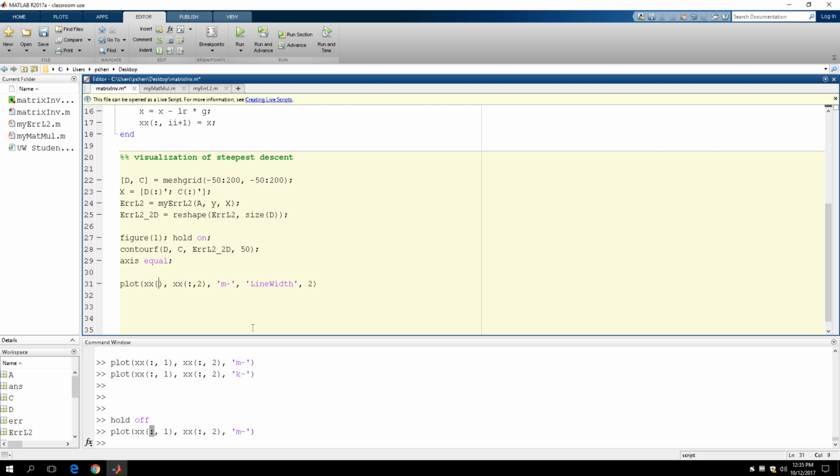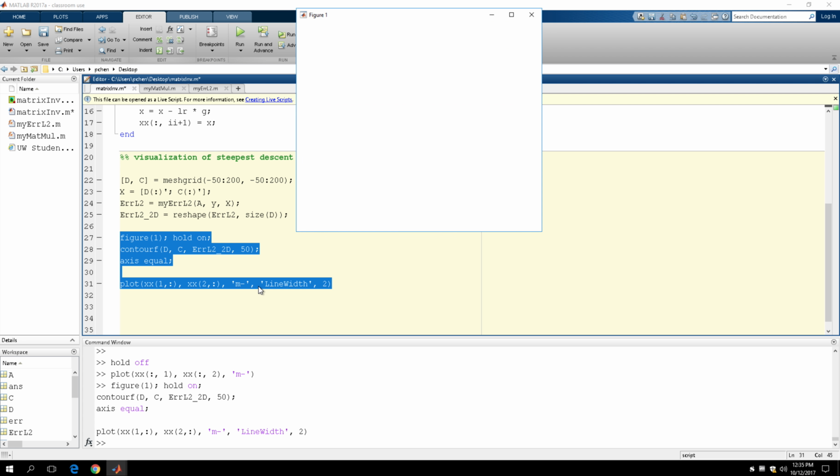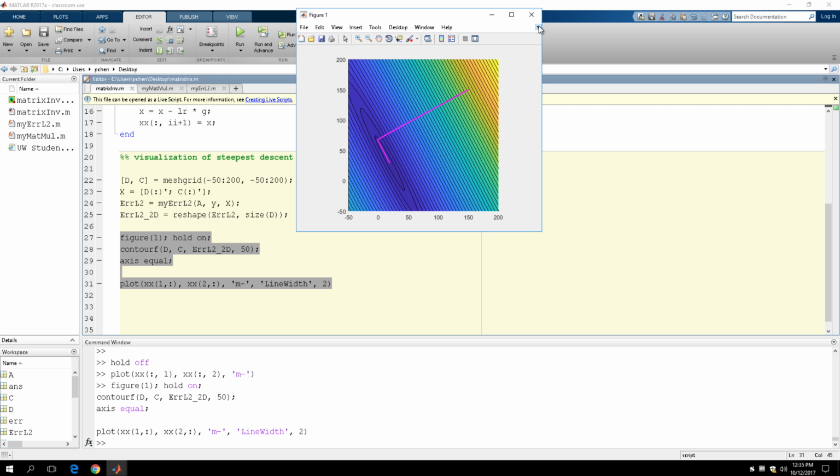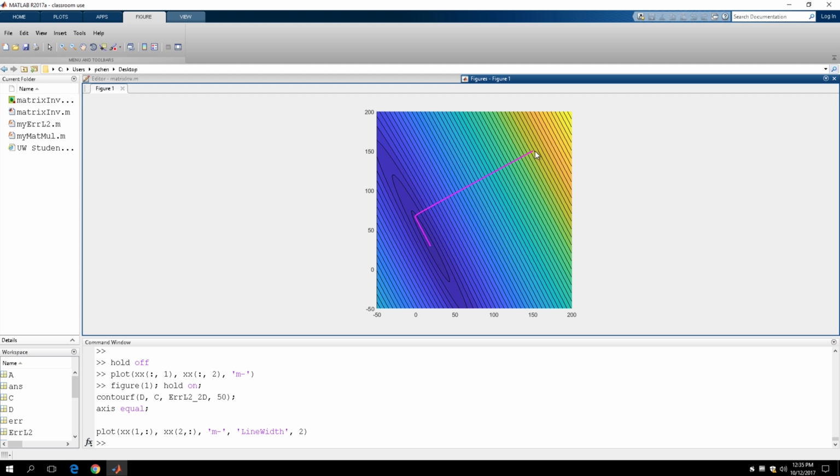Right. So it's the first row. It's not the second. It's not the first column. Second row. Right. And then let me try to rerun it. Yeah, now it looks like it's correct, right? So it started at 150 and 150. And then what it actually does is that it's gonna go along this particular direction for a really long time.